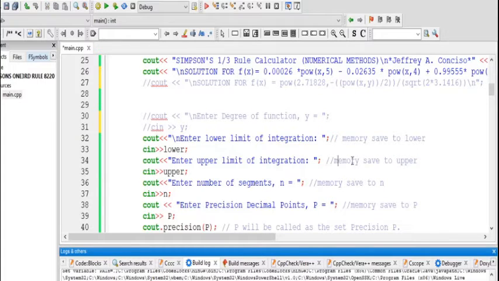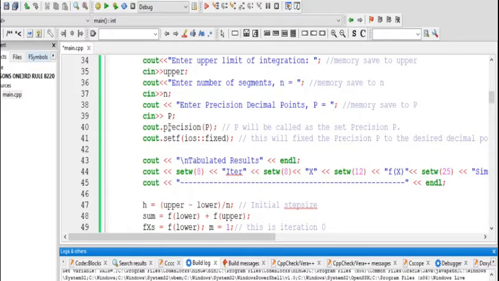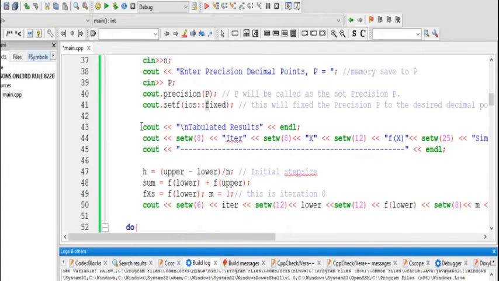These two slashes will hide any words or characters after these two slashes. And then cout also prints out enter number of segments, which will be saved in n. Precision will be saved in p. This set cout precision will call whatever the entered p, and then fix. This will fix the precision p to the desired decimal point. And then we will print out also tabulated results, end of line, semicolon. Semicolon will terminate every line statement.